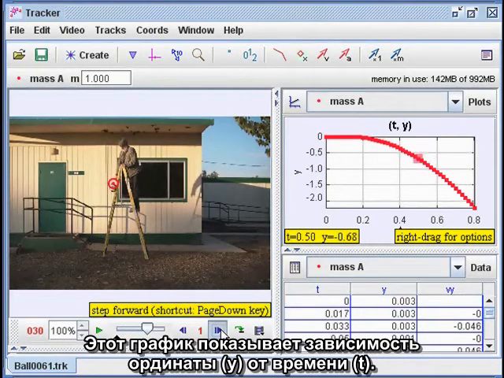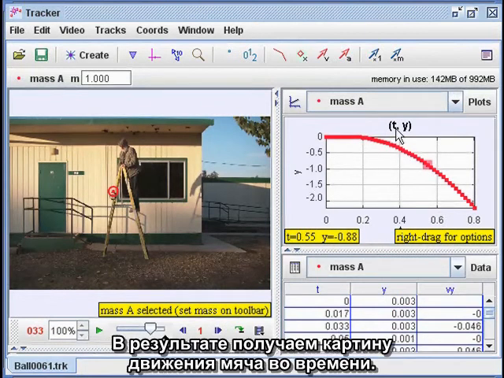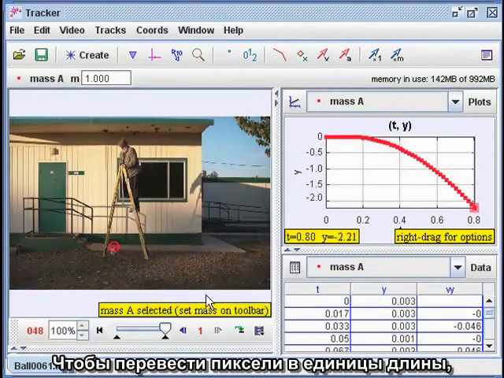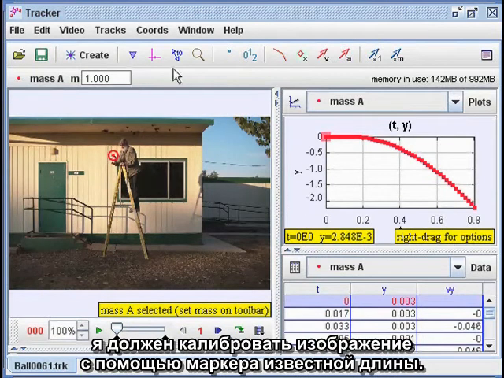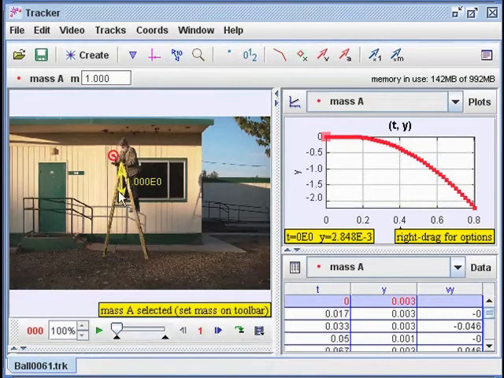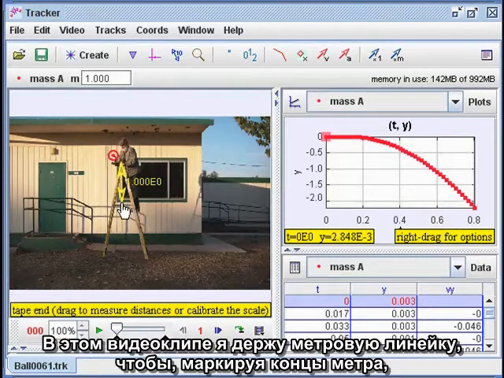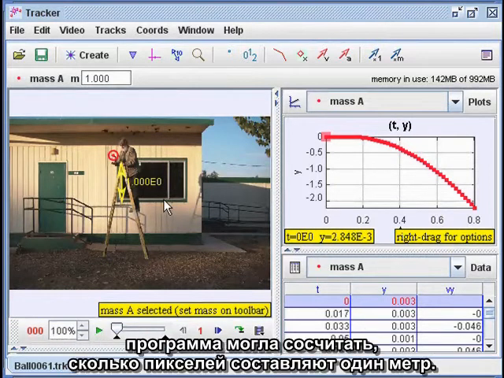This graph shows the vertical position y versus time t. What results is a picture of the motion of the ball spread out over time. To translate the pixel positions to actual measurements, I have to calibrate the image by marking something of known length. In this video, I'm holding a meter stick, so by marking the ends of the meter stick, the program can figure out how many pixels on the video make up 1 meter in the real world.